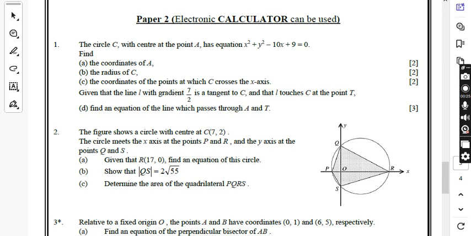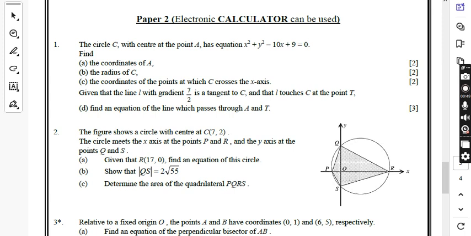Students, in the last lecture we finished exercise 3. The topic was circles touching each other. This is a new topic. The name is coordinate geometry of the circle. Today we are going to start the last exercise of this topic, that is paper 2.